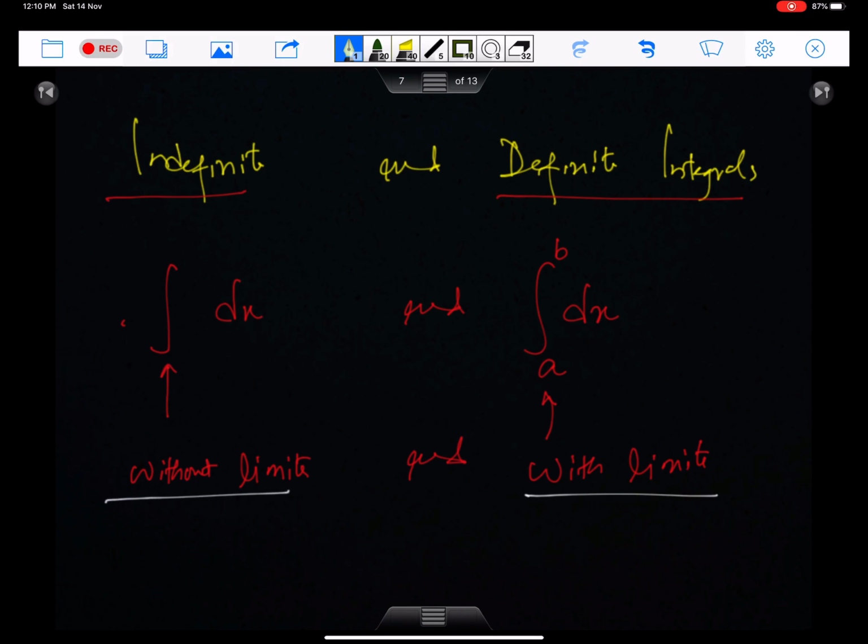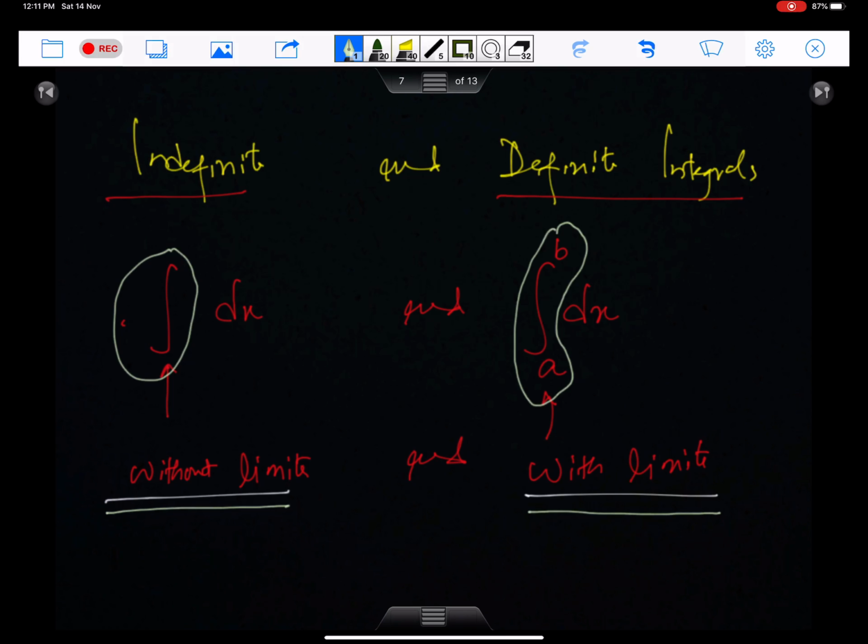So there are two types of integration, indefinite and definite integrals or integration. Integration without limits is known as the indefinite integration. So this integral is without limits, so this is indefinite integral. And this integral is with limits, therefore this is known as the definite integral, and this integration is known as the definite integration because this integration involves limits. So integration with limits is known as the definite integration, and integration without limits is known as the indefinite integration. We write c here and we don't write c here.